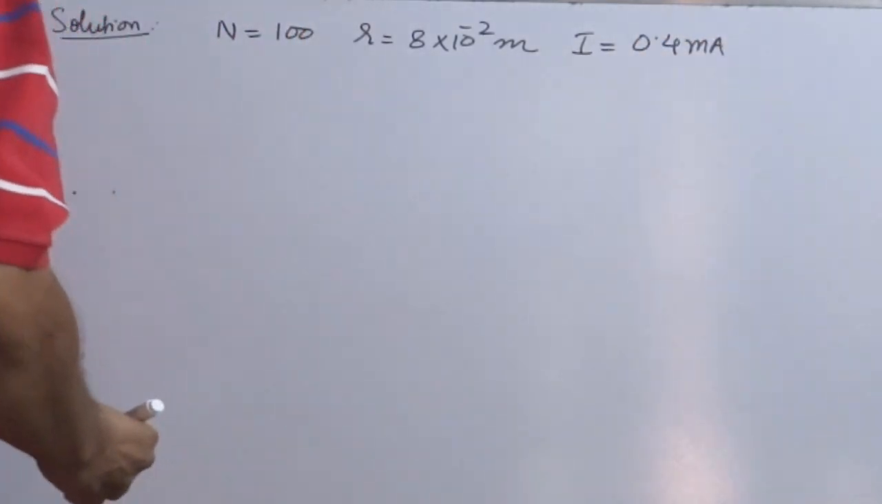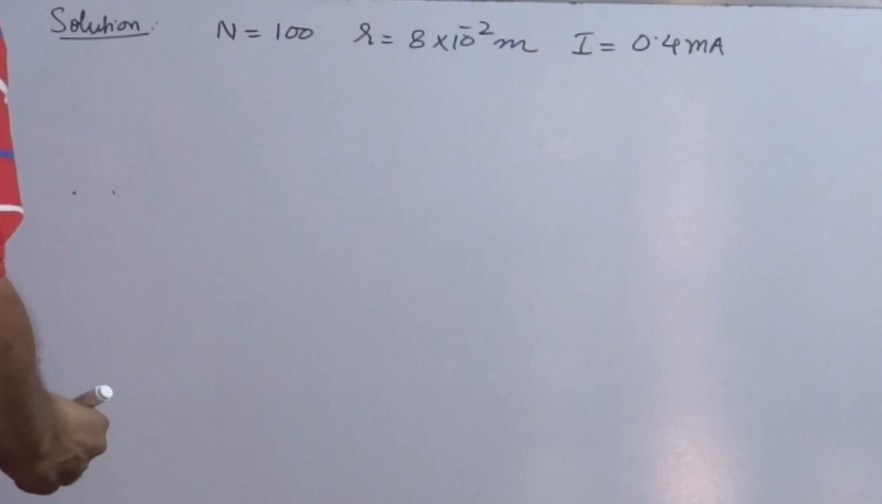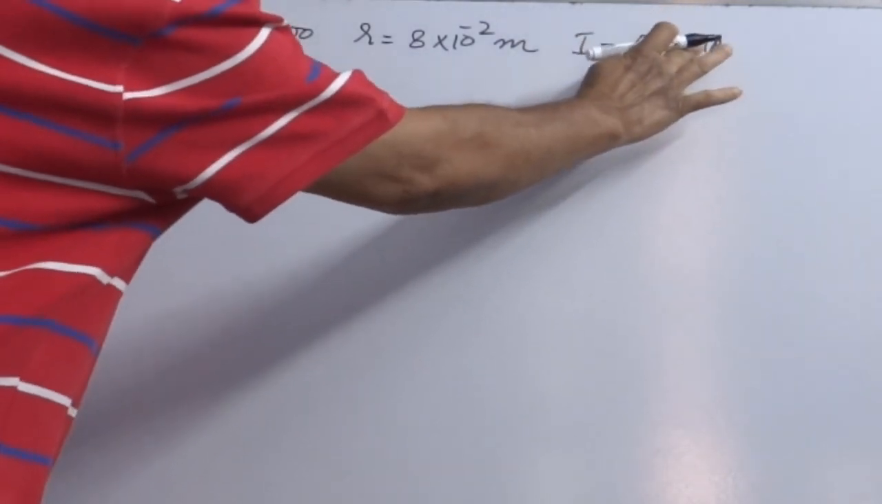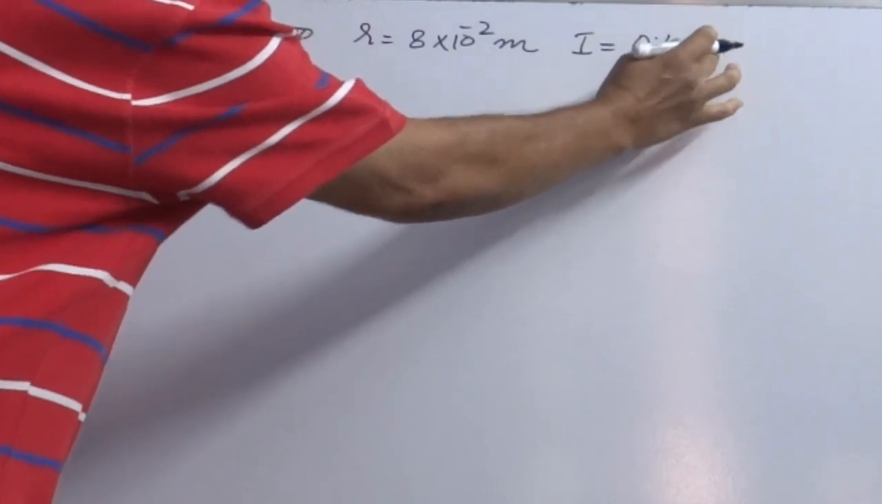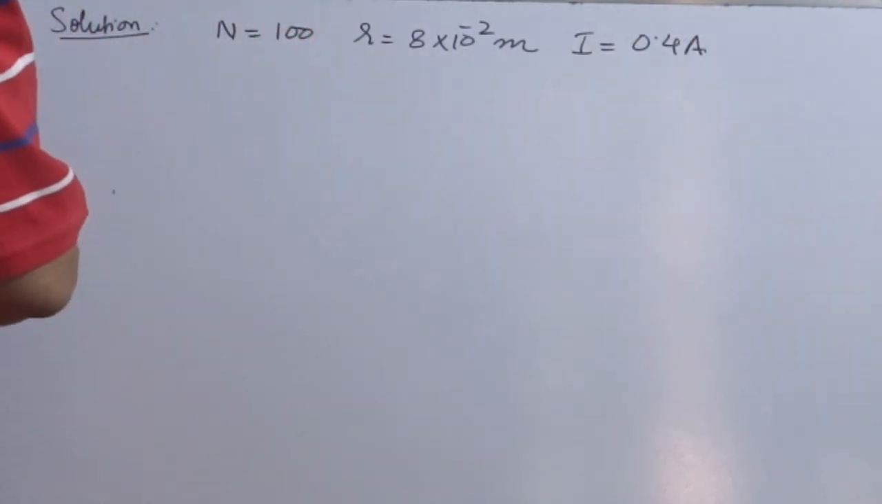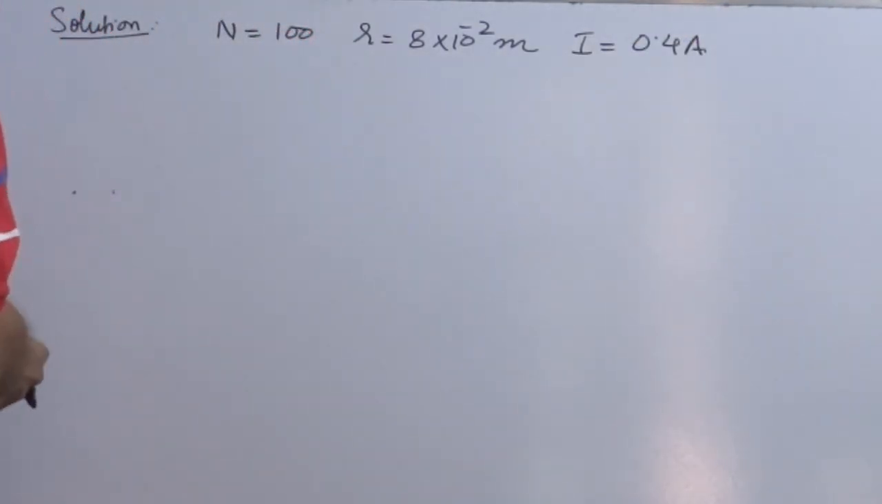Milliampere, no, ampere, 0.4 ampere. What is desired is the magnitude of magnetic field at the center of the coil. This is an NCERT question.